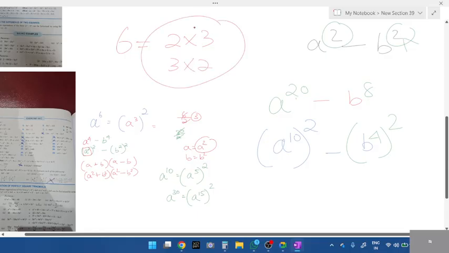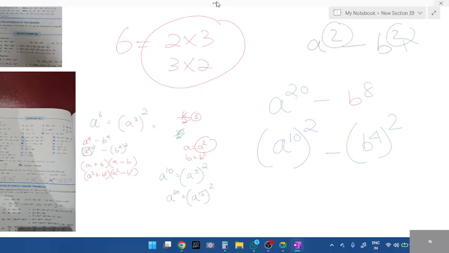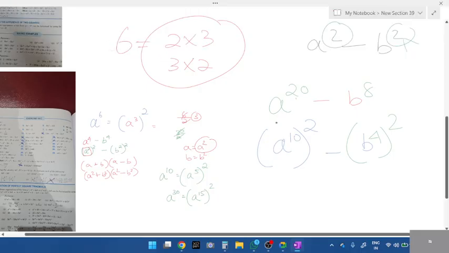Students, does it make any difference if you write 2 into 3 or 3 into 2? No, we are getting the same answer, right? We converted this in this way. It doesn't make any difference. The reason is, are we getting a square minus b square now? This entire thing is a square. This entire thing is b square. What is the a square minus b square formula?